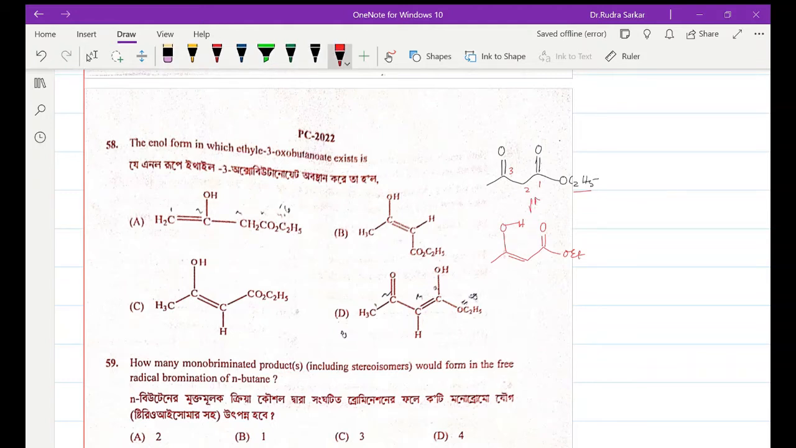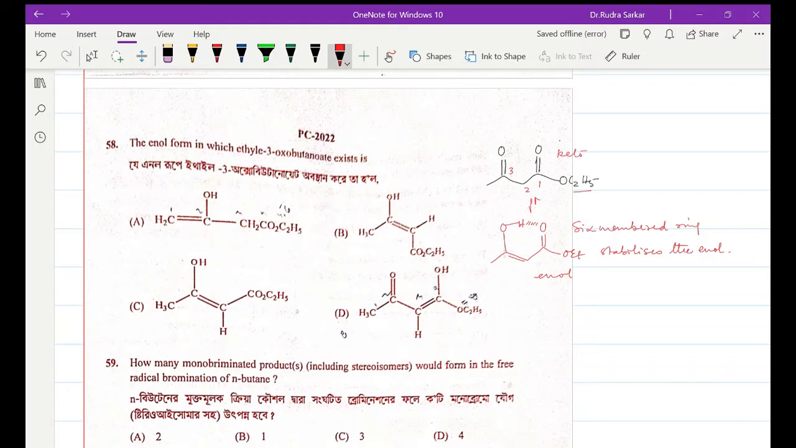Now this is the intramolecular hydrogen bonding because of which this enol will form. This is the enol and this is the ketone. So this 6-membered ring stabilizes the enol or increases its content within the equilibrium mixture.